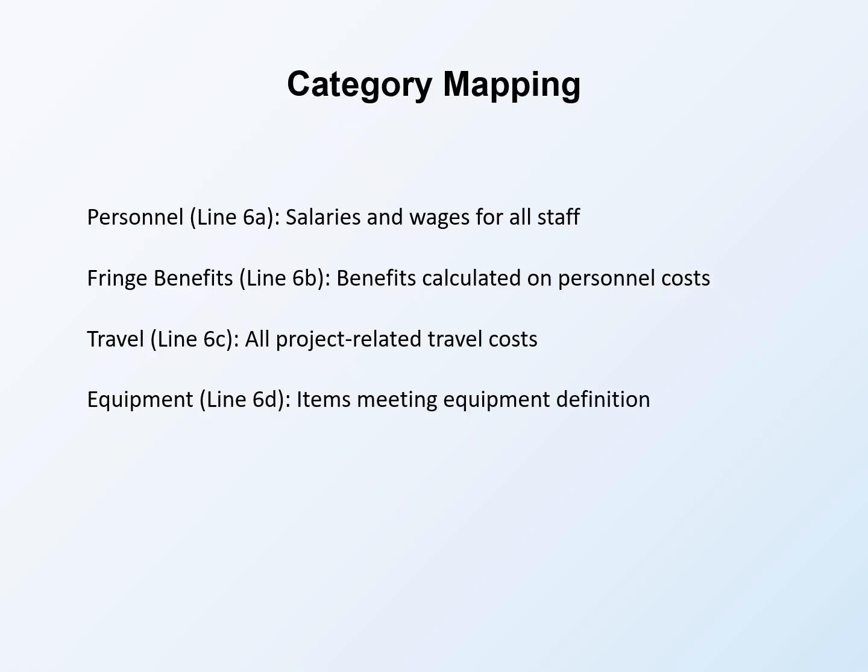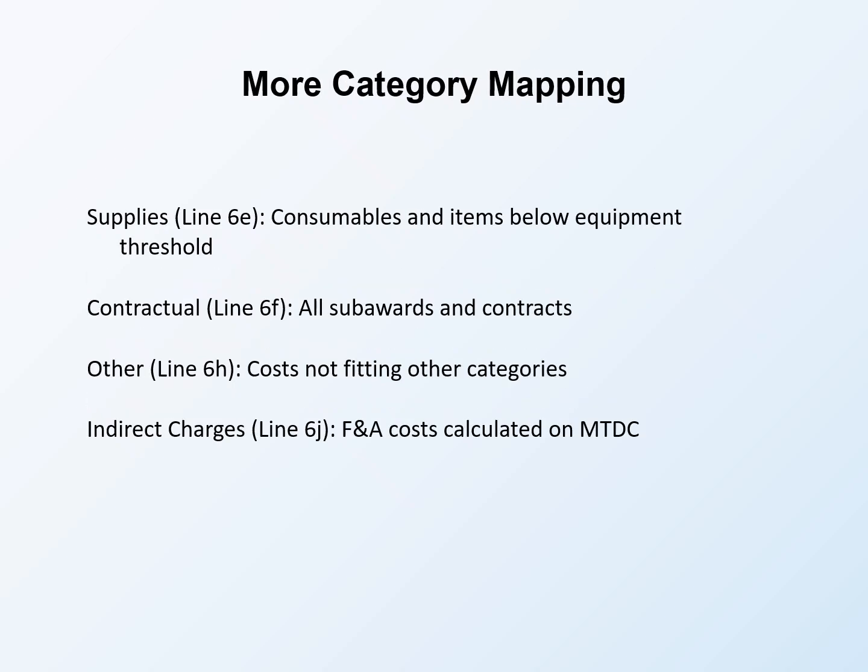Equipment on line 6D covers items meeting the equipment definition, generally tangible personal property with useful life over 1 year, and acquisition cost at or above a threshold, typically $5,000. Items below the equipment threshold are supplies, not equipment. Continuing with SF-424A category mapping, the remaining lines complete your budget summary. Supplies on line 6E includes consumables and tangible items below the equipment threshold.